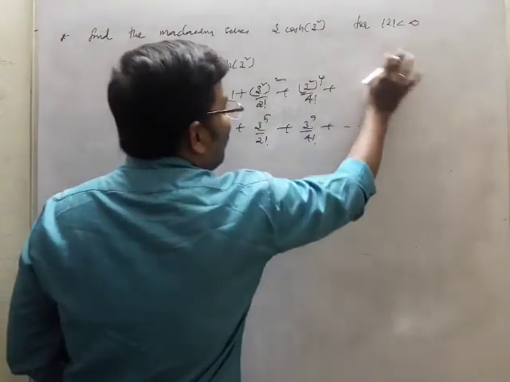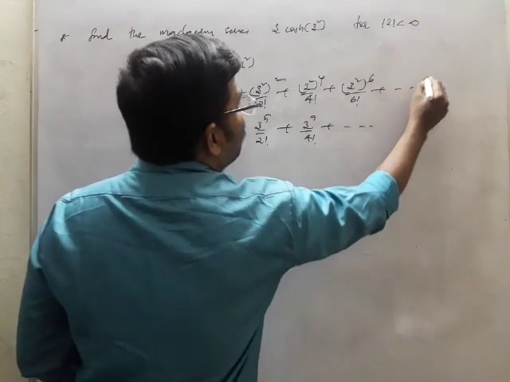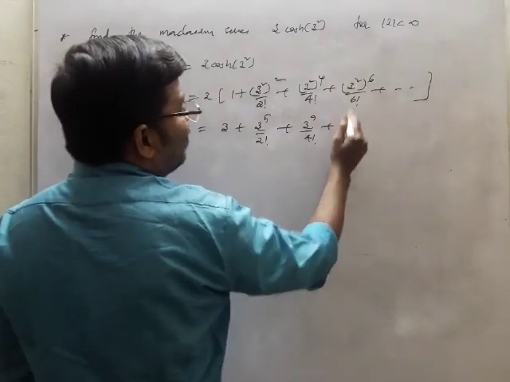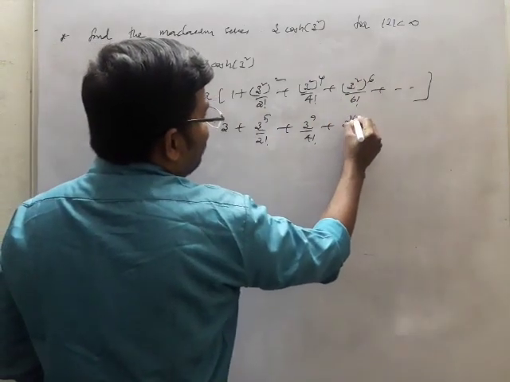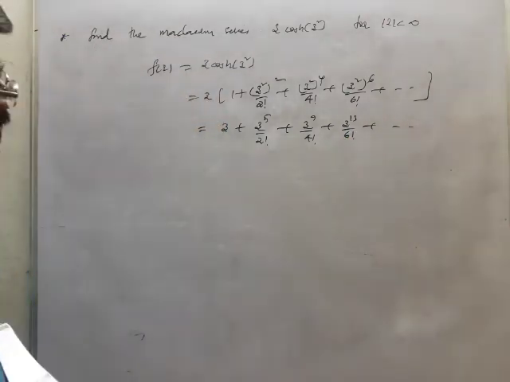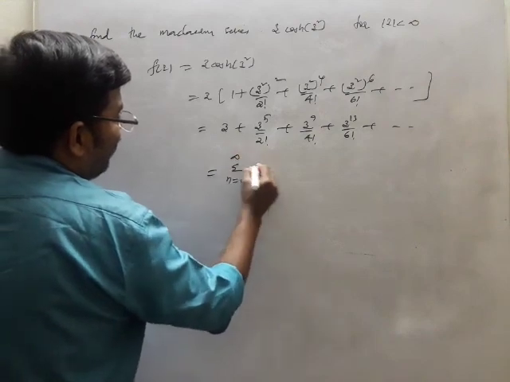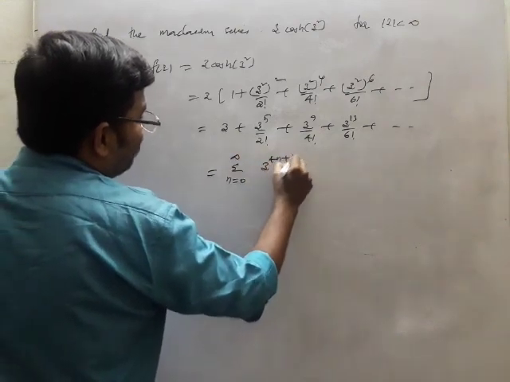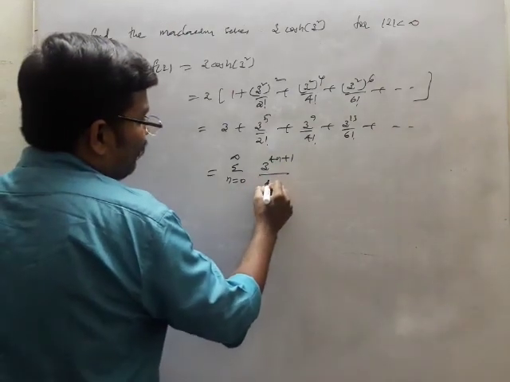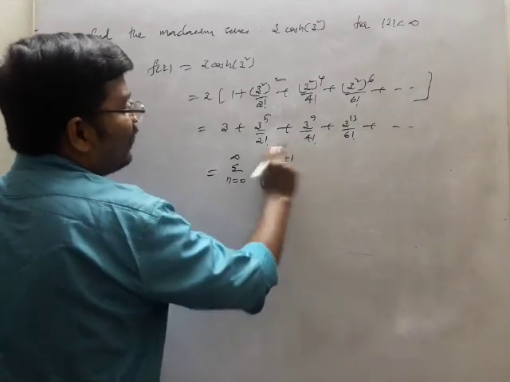Here again, if you want to write one more term, (z²)⁶/6! plus and so on. As the z is there, this is nothing but z¹³/6! plus and so on. This is how we got it. So therefore what we can write is the summation n equal to 0 to infinity of z^(4n+1)/(2n)!. These are 2n factorials.